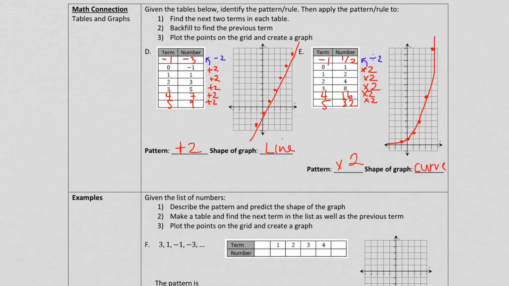To summarize, something that you're going to see more throughout this course: whenever you have a plus or minus pattern, you should expect to have a line shape. Whenever you have a multiply or divide pattern, you should expect to have a curved shape. We'll get more formal with these words later, but just start seeing how these things are built, looking at structure and patterns.